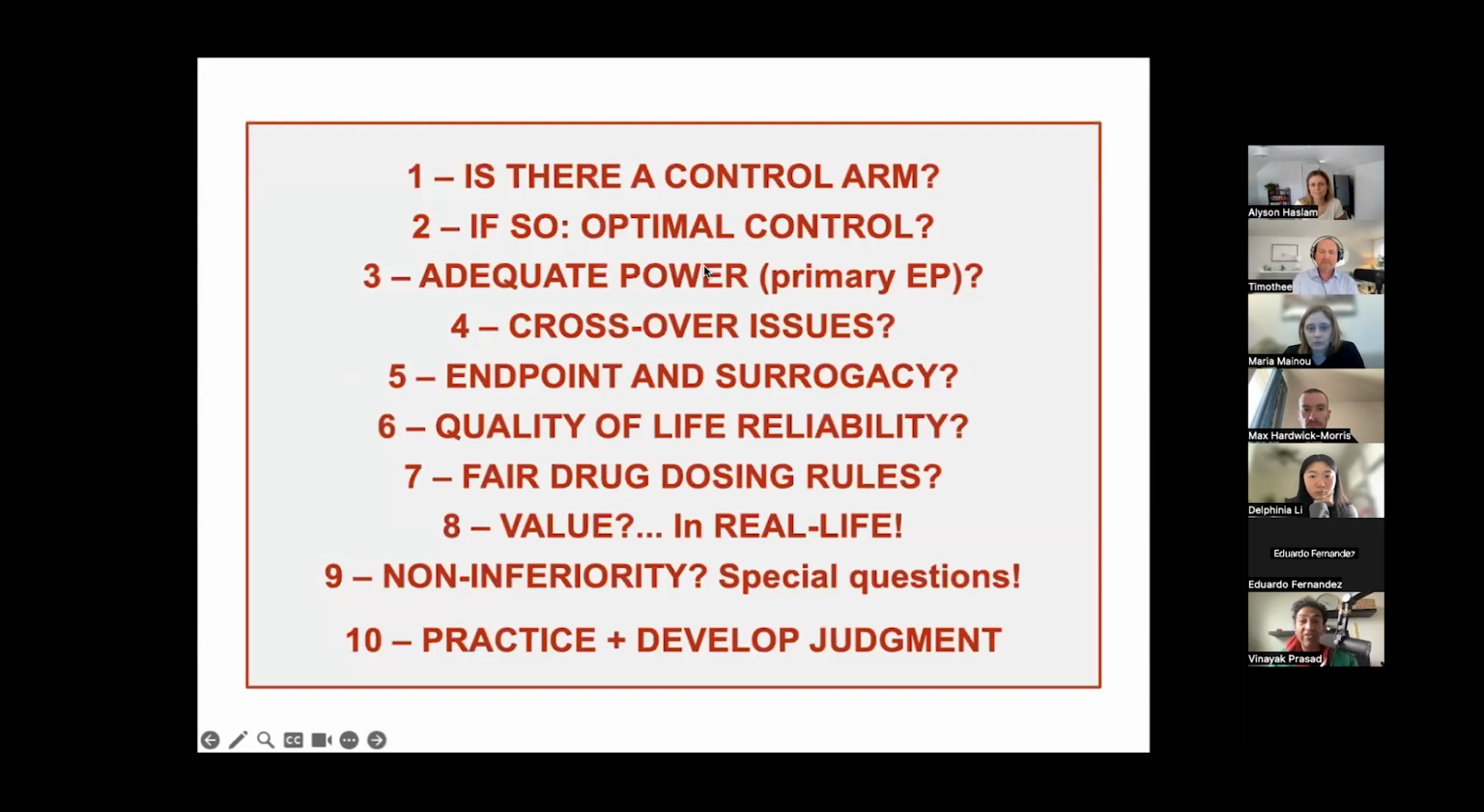So here are the 10 rules for Journal Club. Maybe we should title this, when you post it, How to Do a Great Cancer Journal Club. One, is there a control arm? If so, is the control arm what you would do in your clinic otherwise? Does the trial have adequate power for the primary endpoint? Are there issues of crossover? What was the primary endpoint, clinical or surrogate? And what is the strength of the surrogacy? Is quality of life reliable? Were the drug dosing rules fair? What's the value, and what's that value in the real world? If it's non-inferiority, we've got some special considerations. And finally, practice and develop judgment.